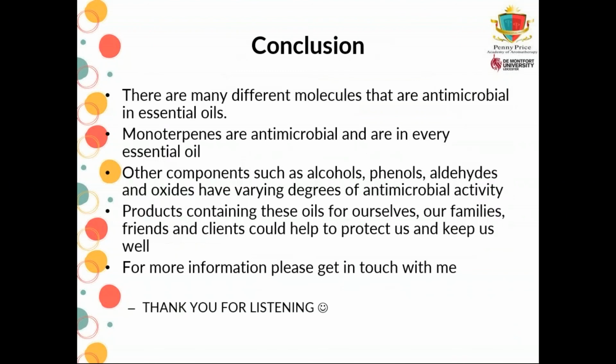So to conclude, there are lots of different molecules that are antimicrobial, and all essential oils are antimicrobial to a greater or lesser degree. Apart from the monoterpenes, you've got alcohols, phenols, aldehydes and oxides, particularly having varying degrees of antimicrobial activities. So please use them for yourself, your families, your friends, your clients, because the more of us stay protected, the better. It would be so awful if we didn't look after our loved ones and discovered it was too late. We need to know we've done our best, I think.